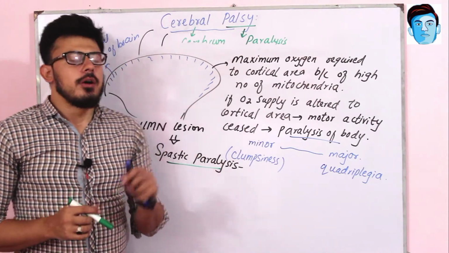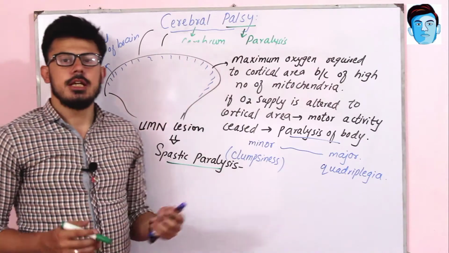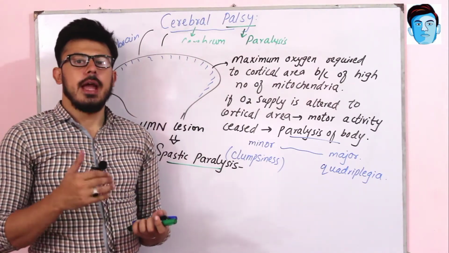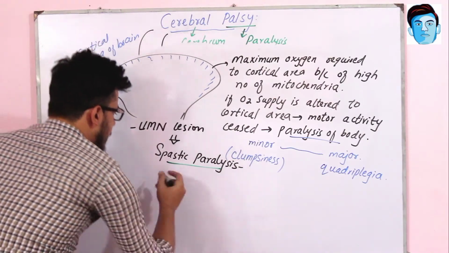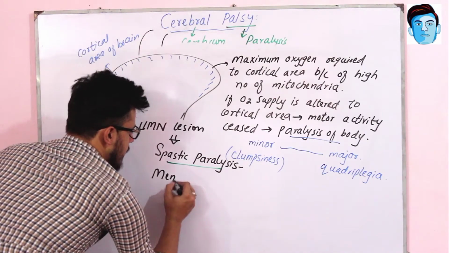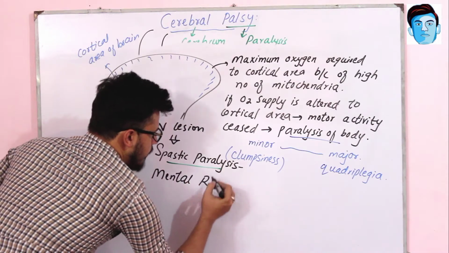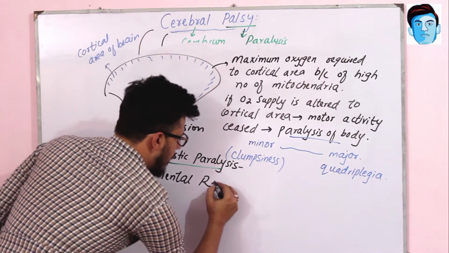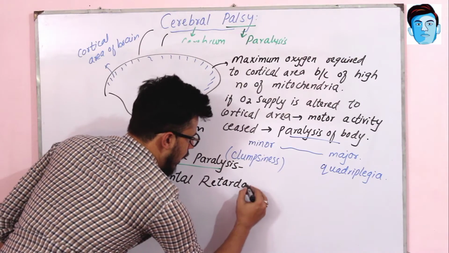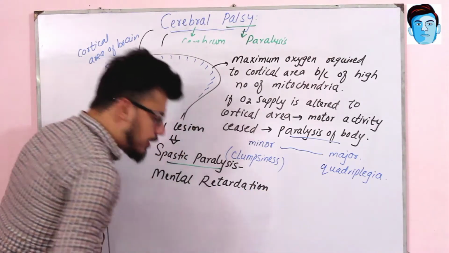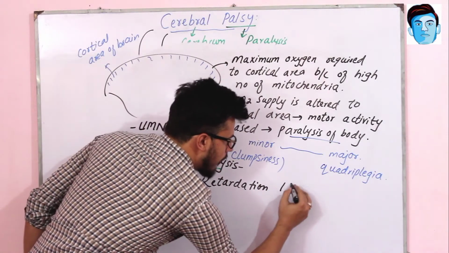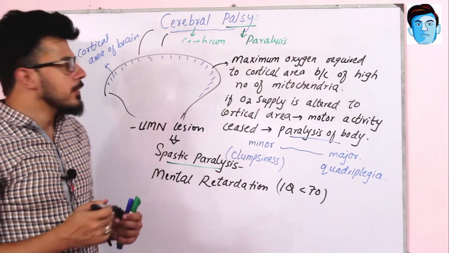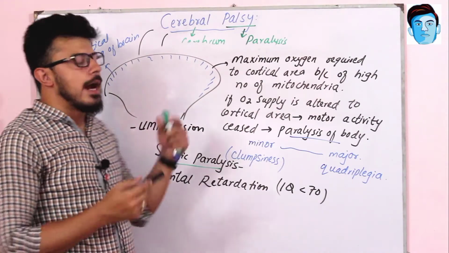Now, if cerebral palsy is deteriorated, if the condition is worse, it may lead to another condition called mental retardation. In mental retardation, the IQ level of a patient is less than 70. So that's all about the general overview regarding cerebral palsy.